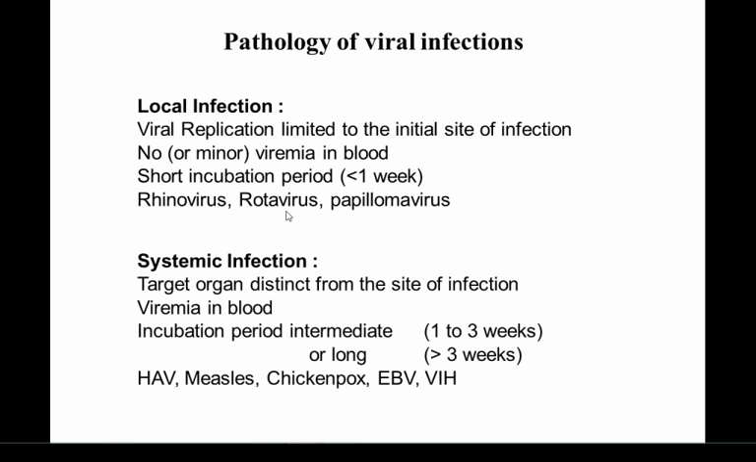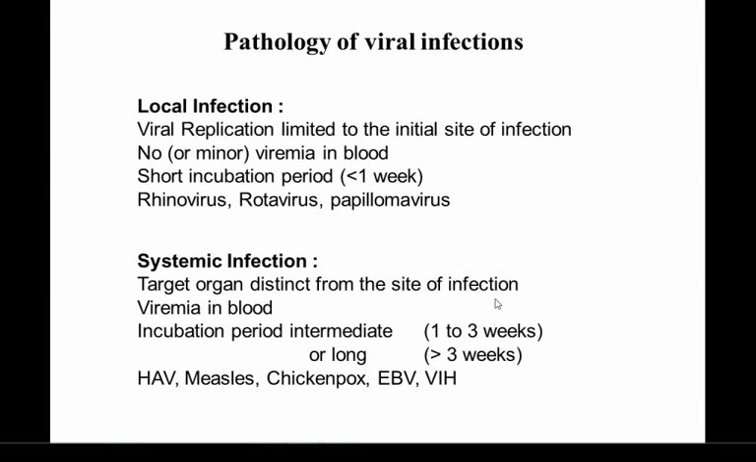Systemic infection is a bit different. In this case, the target organ, where you're going to see symptoms, is distinct from the site of infection. In order to travel from the site of infection to the target organ, the virus has got to pass through the blood, so you have viremia. And this takes a bit longer, so the incubation time can be intermediate or long.